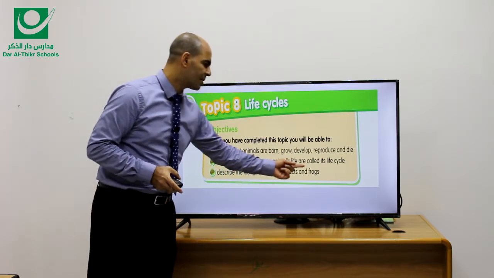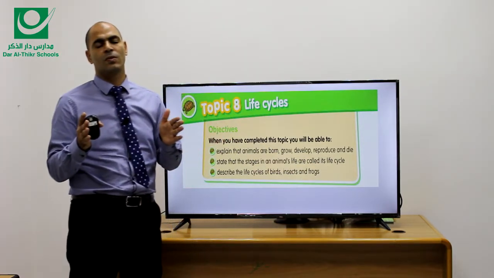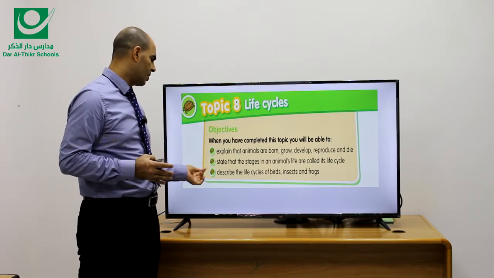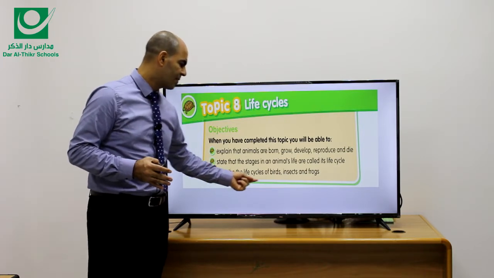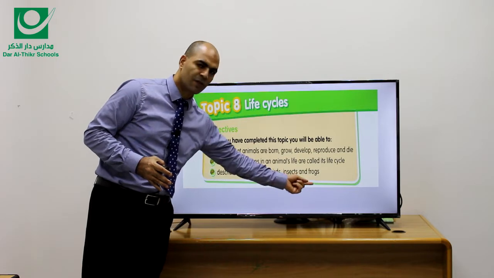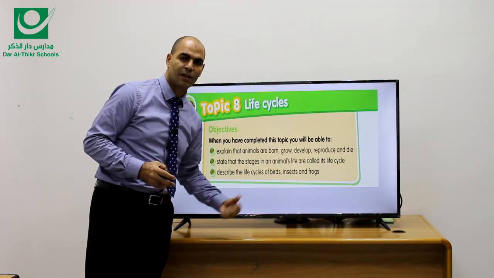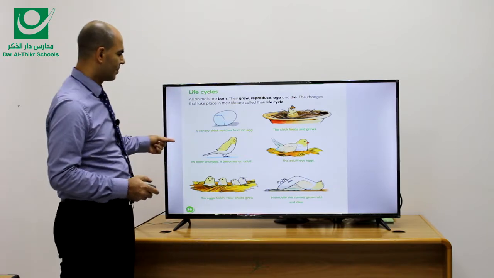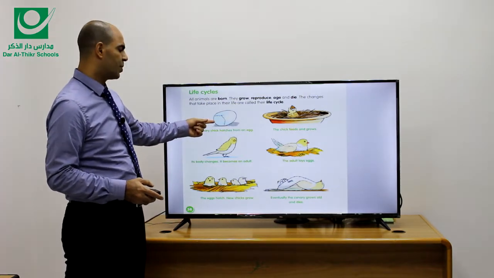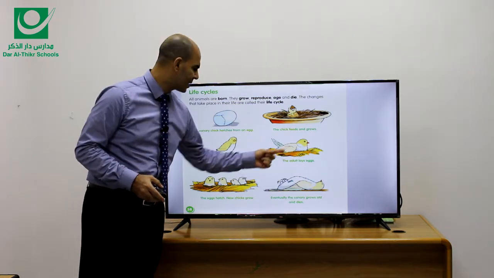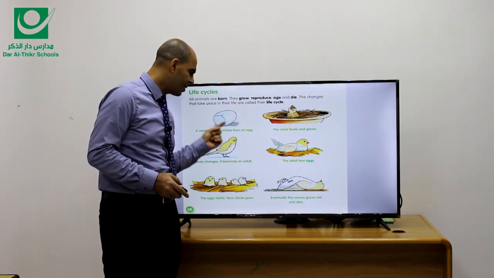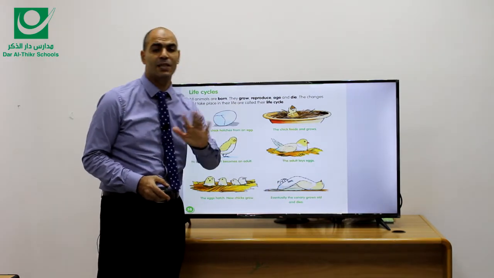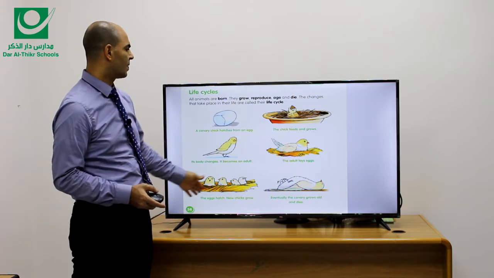State that the stages in animals' life are called its life cycle. So life cycle means the stages in the life of an animal. Describe the life cycles of birds, insects, and frogs. These living things have a life cycle. Look at this. This is the life cycle of a bird, a canary bird. It starts with the egg, ends with the death. 1, 2, 3, 4, 5, 6 stages in the life cycle of the canary.